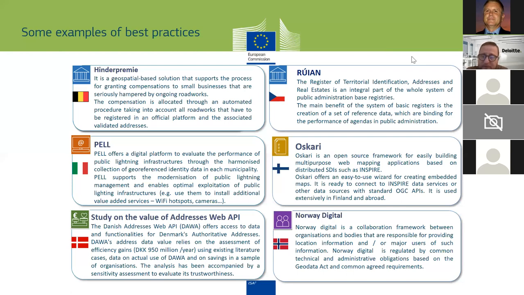In the digital government integration focus area, we display here PELP, which is an initiative of the Agency for Energy Efficiency in Italy that offers a platform to evaluate the performance of public lighting infrastructures and also support the modernization of the public lighting infrastructures by monitoring its efficiency on an ongoing basis. And in the future, we'll also offer the possibility to exploit it for added value services, for example, for the installation of additional Wi-Fi hotspots, cameras, and so on.